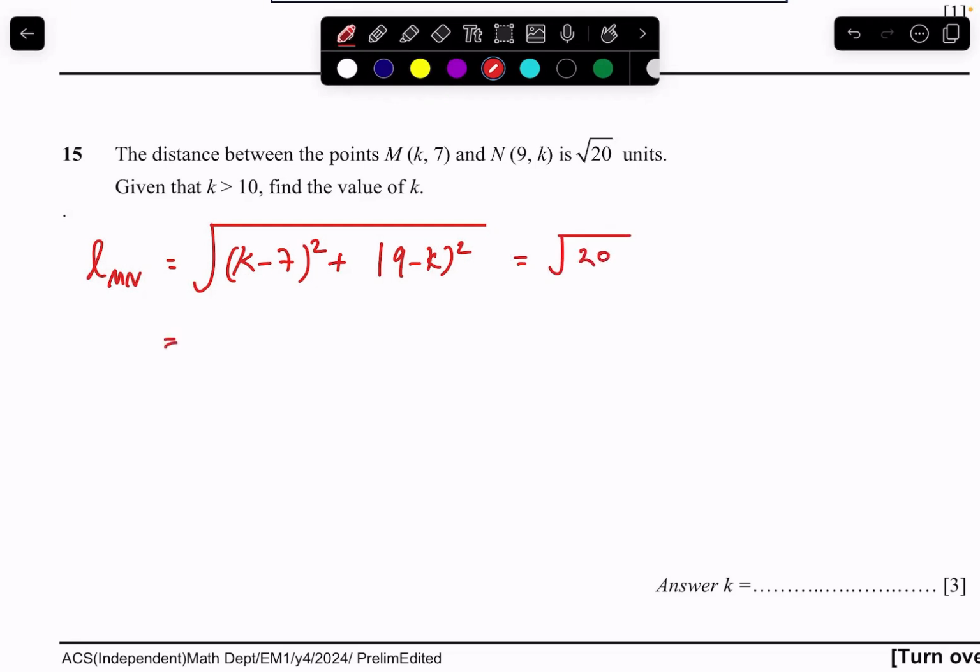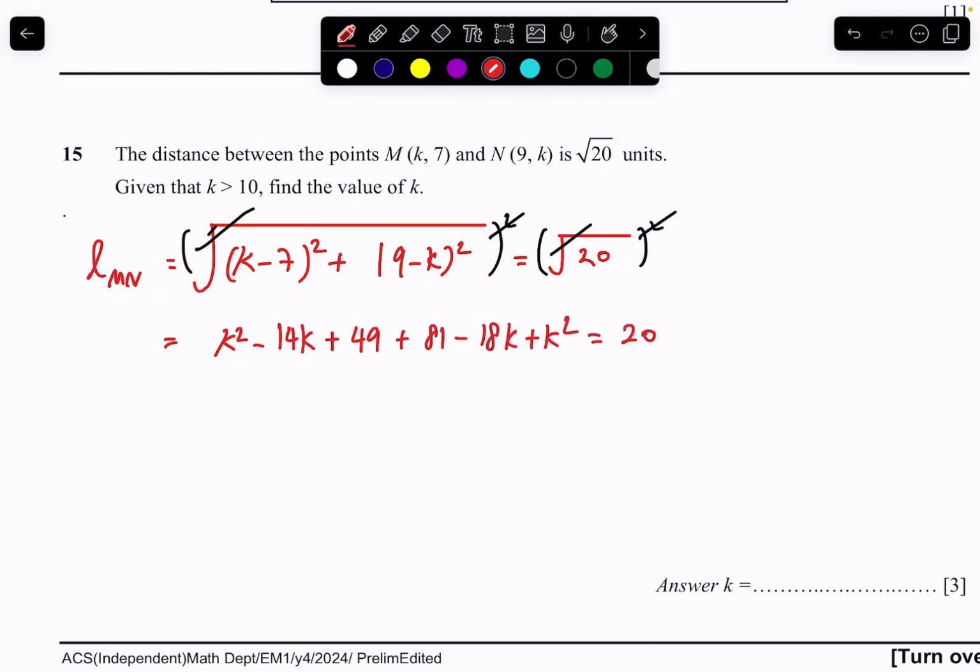Now take the whole thing and square it, so that we don't need to do the square root, and we can get rid of the square roots down here. Now expand (k minus 7) squared to k squared minus 14k plus 49, plus 81 minus 18k plus k squared, equals 20.